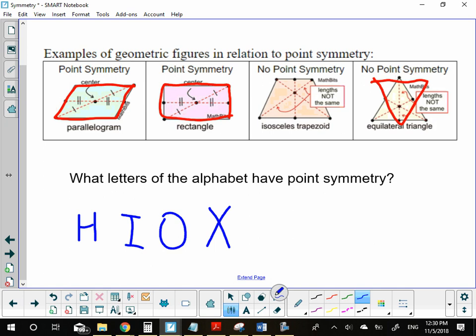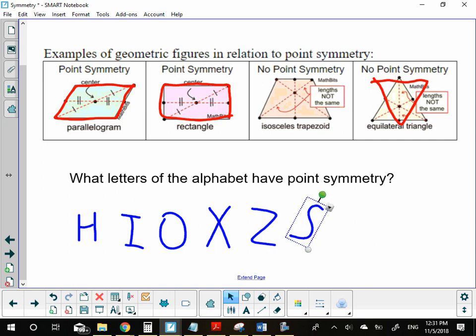The others? Think of at least 2 more. Z, if I rotate that, it still says Z. It should work.